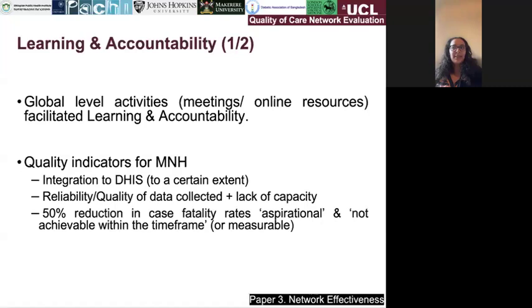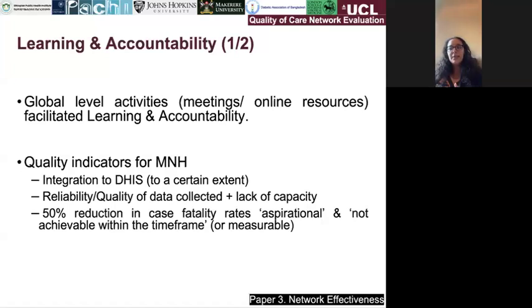Global level activities, such as meetings and online resources, were seen as facilitating both the learning and accountability goals. Over time, those meetings evolved as the network matured, with countries sharing their progress and learning with one another, whilst the global actors took a background role. In 2018, the network developed 15 core quality indicators for maternal and newborn health. It's an immense effort when considering the situation before QCN.